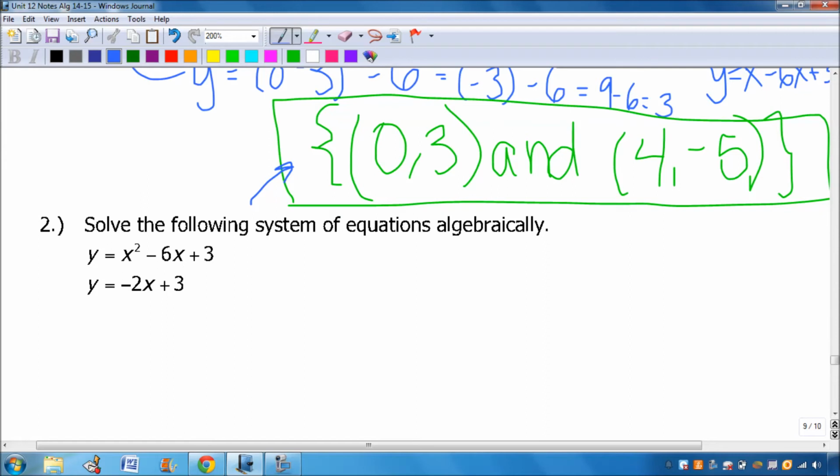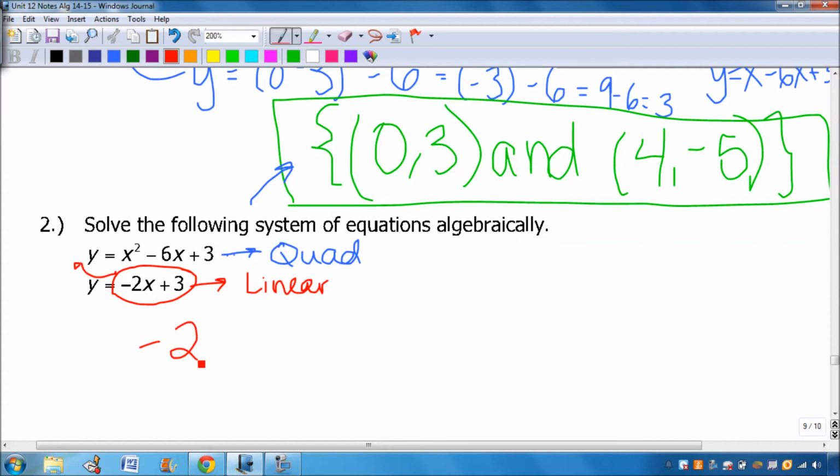So to do this algebraically, this is a quadratic function, and then this one right here is our linear function, but the process is still the same. We're going to use substitution. Elimination is a little bit trickier for this type of problem. We could still do it, but substitution is so much easier. And if you notice, this y is already by itself, so every time I see a y right here, I can just plug in negative 2x plus 3 instead of y.